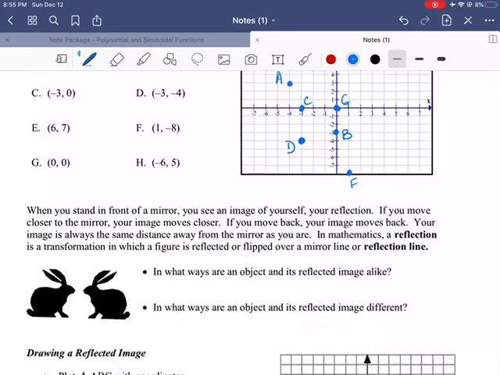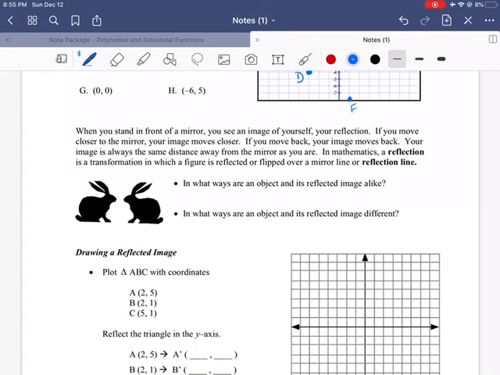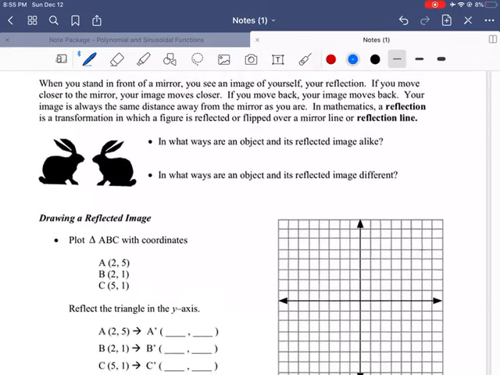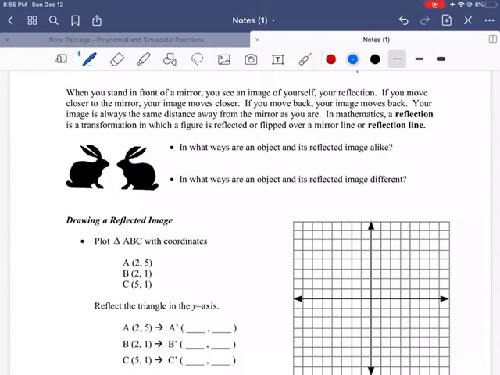There we go. All right, when you stand in front of a mirror, you see an image of yourself, your reflection. If you move closer to the mirror, your image moves closer. If you move back, your image moves back. Your image is always the same distance away from the mirror as you are. In mathematics, a reflection is a transformation in which a figure is flipped over a mirror line or reflection line.